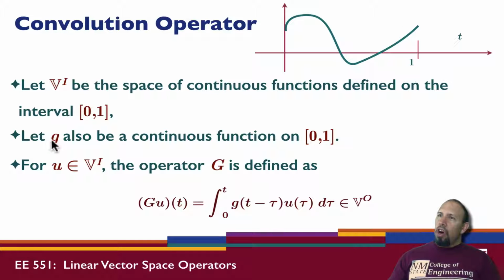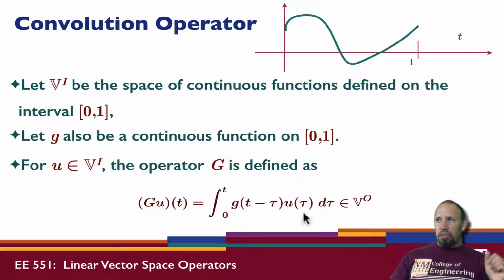So we'll let also there be a little g function that is also a continuous function on the same interval. And so for u in the input space, we can define the operator g this way. It's a convolution. Okay, g of t minus tau, u of tau, d tau. So g operating on u at some value t is defined as this integral. And notice that when we're done, we get something in the output space. Okay, now the output. So when we do this integral, we get a value, a number.